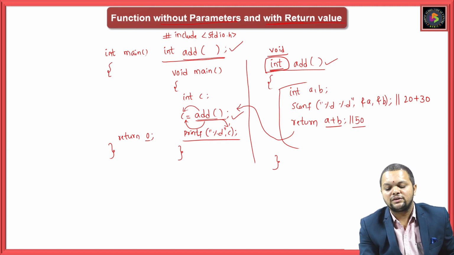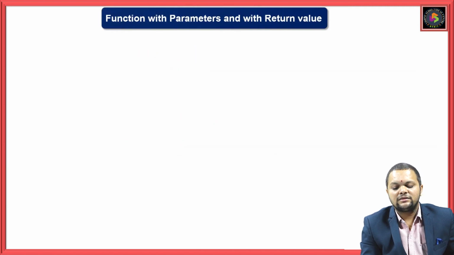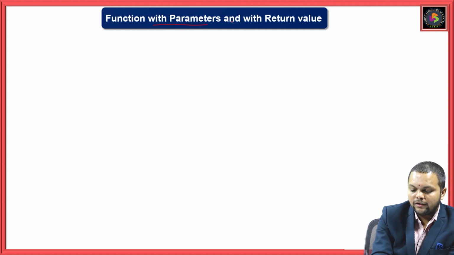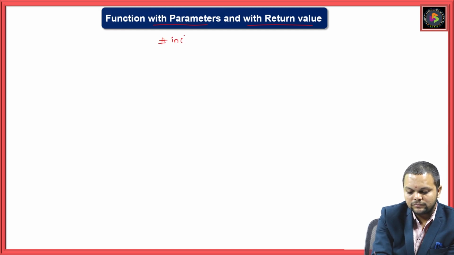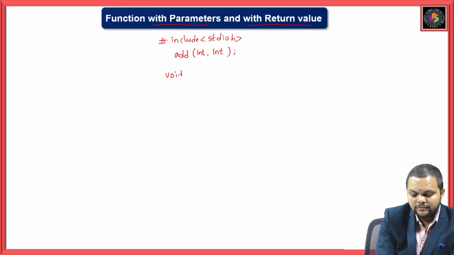This is about your function without parameter and with return value. And the last thing is function with parameter and with return value. So I'll write a function name first. I'll write the header file. So I've written the name of a function. With parameters, I'll pass 2 parameters, so write int comma int. So I'll just write void main again.